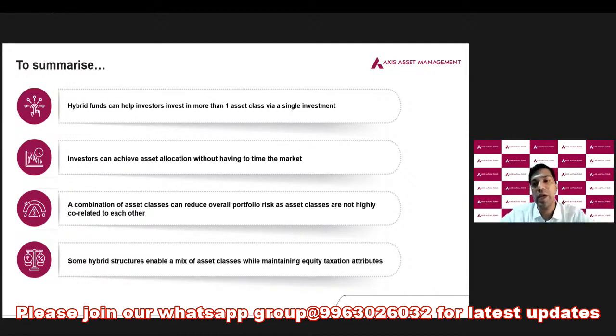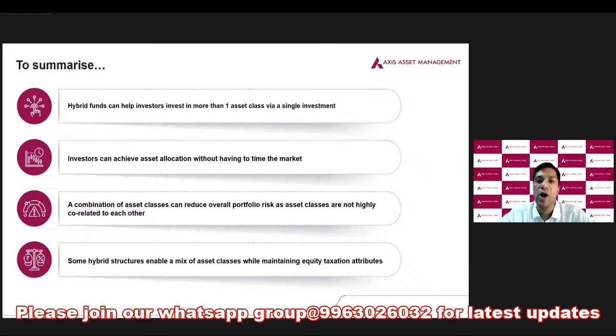So with respect to age, like I already said, hybrid funds can work for all age profiles. That's the first and the simple answer. Whether you're 60, whether you're 20, whether you're any age in between, there is no problem. All age investors can use hybrid funds.